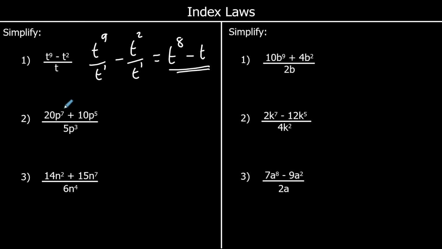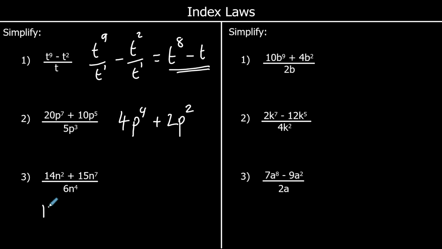So 20p to the power of 7 divided by 5p cubed. 20 divided by 5 is 4. p to the power of 7 divided by p cubed, take away the powers, so p to the power of 4. And then the second one, 10 over 5 is 2. p to the power of 5 divided by p cubed is p squared.